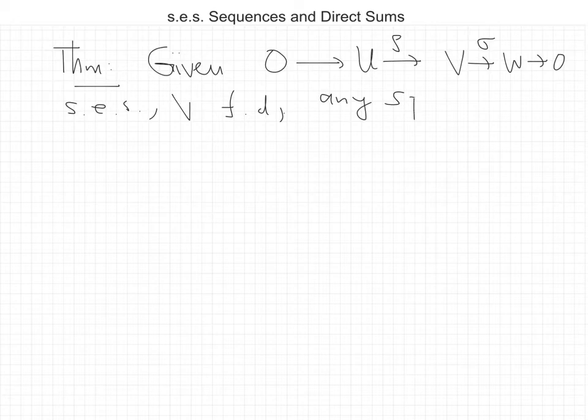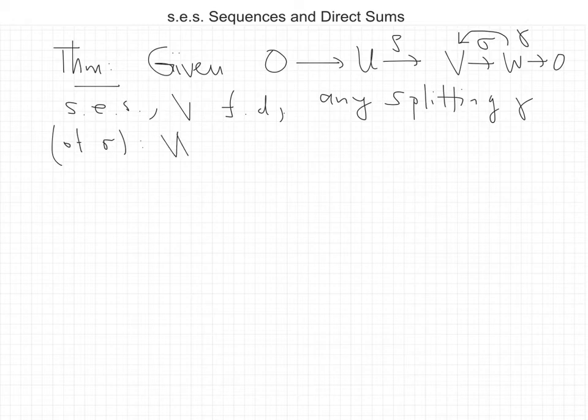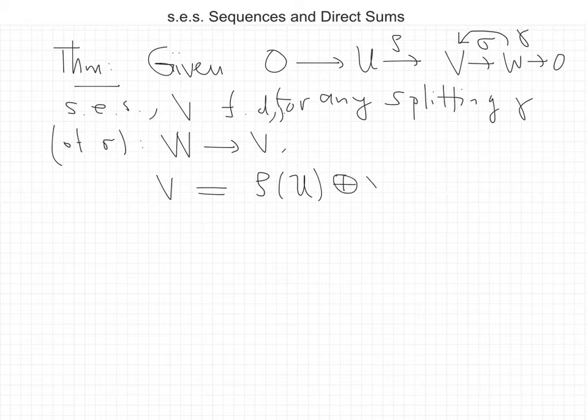Then any splitting gamma of sigma, one talks about splitting of sigma or splitting of the exact sequence, well, that's a linear map from W back into V, and I should say for any splitting gamma, we have that the vector space V is equal to, well, note that rho of U is actually on the nose a subspace of V. Note that gamma of W is a subspace of V, and the internal direct sum of those two subspaces is the subspace V. So when I write it like that, of course I mean internal direct sum.